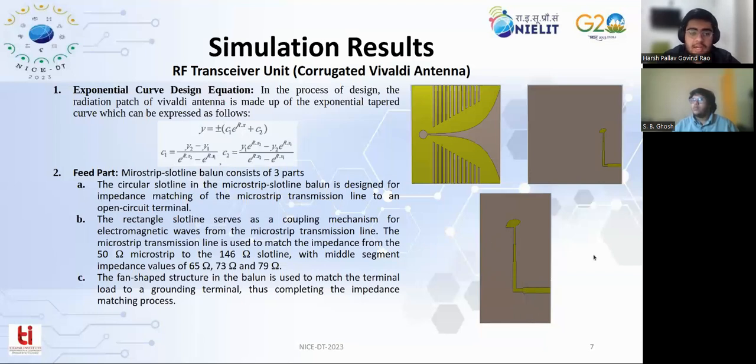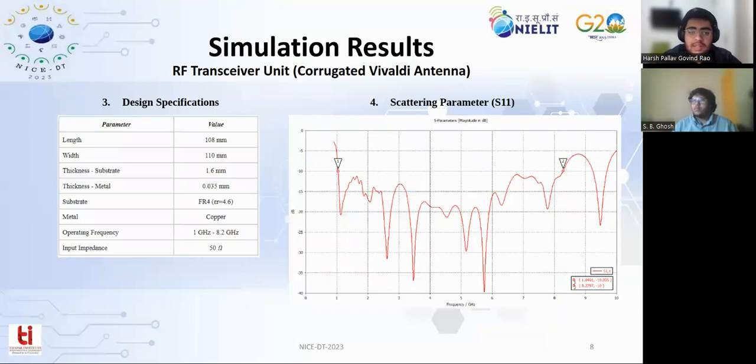And the third is the fan-shaped structure, which is used to realize the terminal load matching and can be equal to the grounding terminal. Now next, in terms of design specifications, the antenna has a length of 108 millimeter and a width of about 110 millimeter. The substrate material FR4 has a thickness of 1.6 millimeter, and the metal, which is copper, has a thickness of 0.035 millimeter.